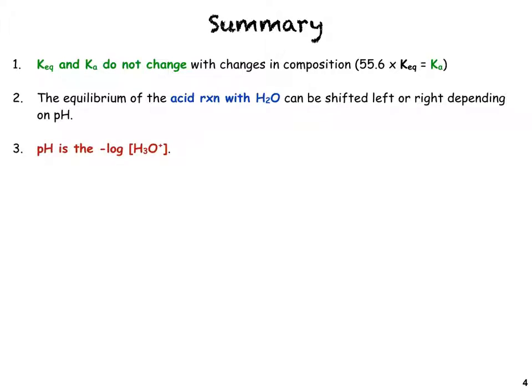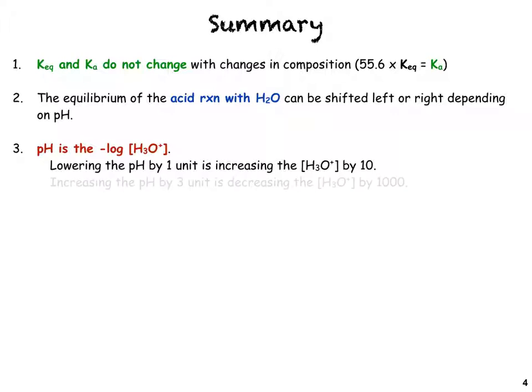So pH by definition is the negative log of the concentration of H3O plus, and this is a log scale. So if we lower the pH by 1 unit, that means we're increasing the H3O plus concentration by a factor of 10. And if we increase the pH by 3 units, this is the same as decreasing the H3O plus concentration by 10 to the third, or by 1,000.